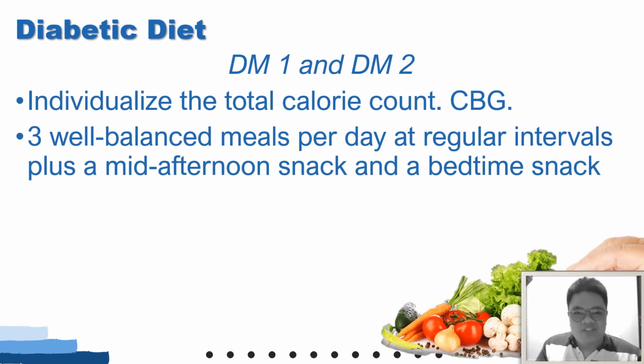Next, you have your diabetic diet. Class, when I talk about your diabetic diet, as the term implies, it is for patients with diabetes. We have 2 kinds of diabetes, DM1 and DM2. Between the 2, who is considered to be insulin dependent? Is it DM1 or DM2?